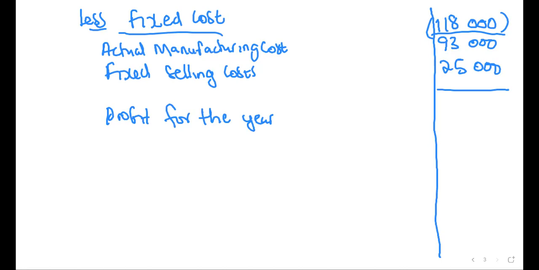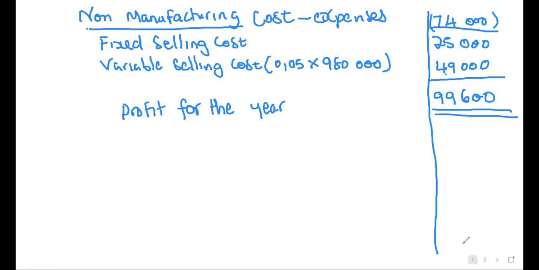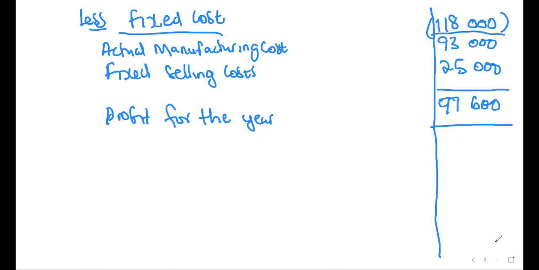How much do we have as our profit? It's going to be 97,600. So that is the profit under the direct costing. Do we see that the profit figures are different here? The one for absorption is 99,600, the one for direct costing is 97,600. What might be the cause of the difference?